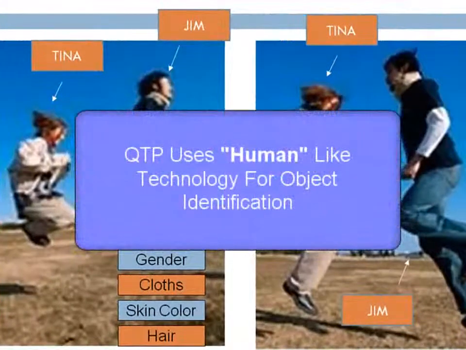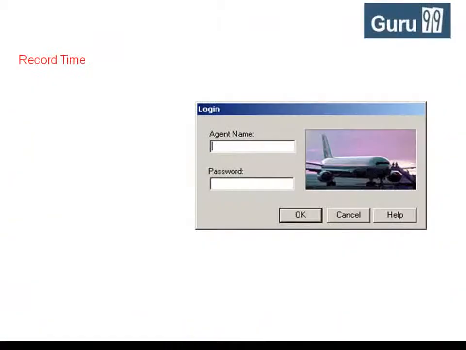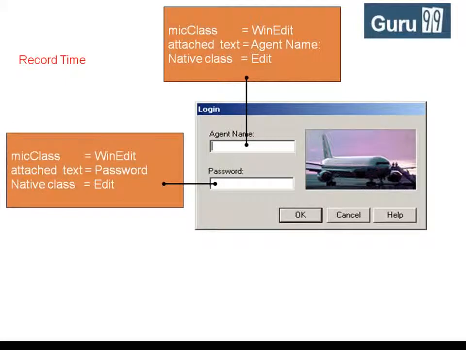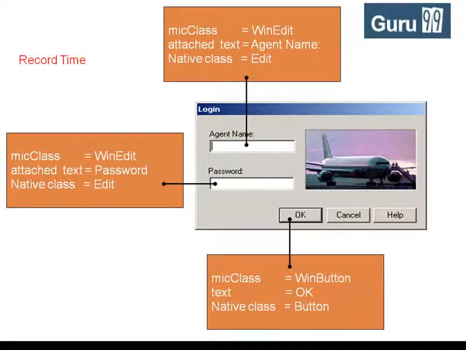QTP also uses a human-like technology for object identification. During record time, QTP tries to learn properties for a GUI object on which operations is performed. In our example, it will record properties for agent name, password, OK button, and rest of the GUI objects on which operations were performed.